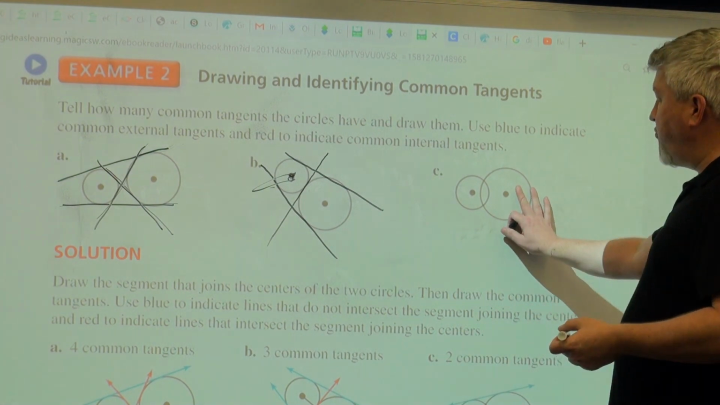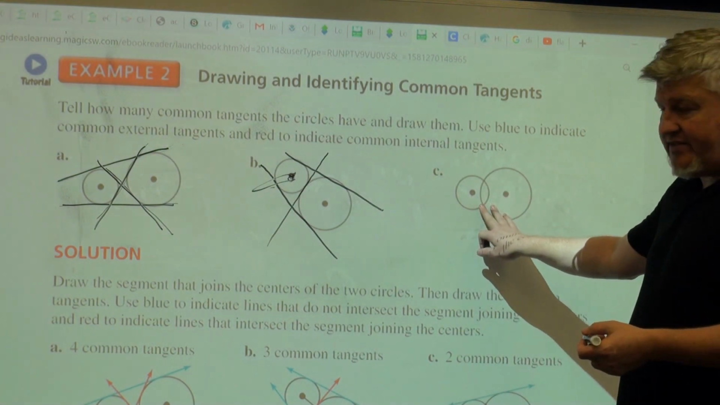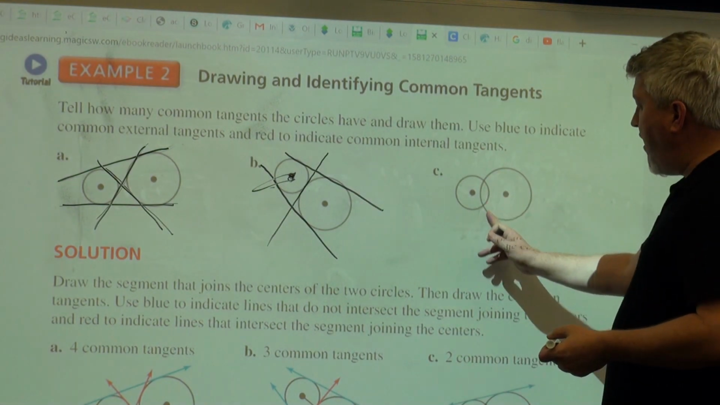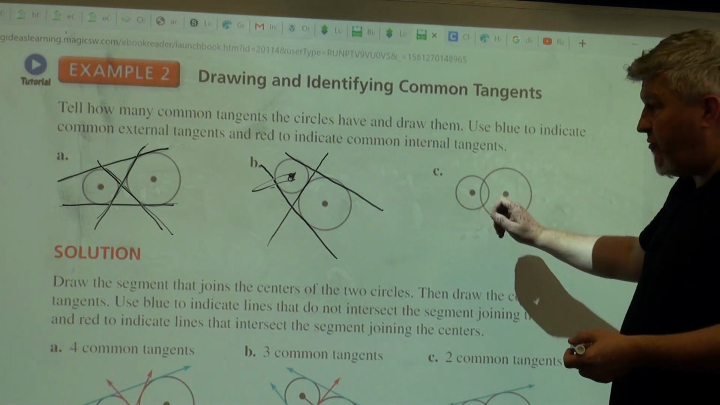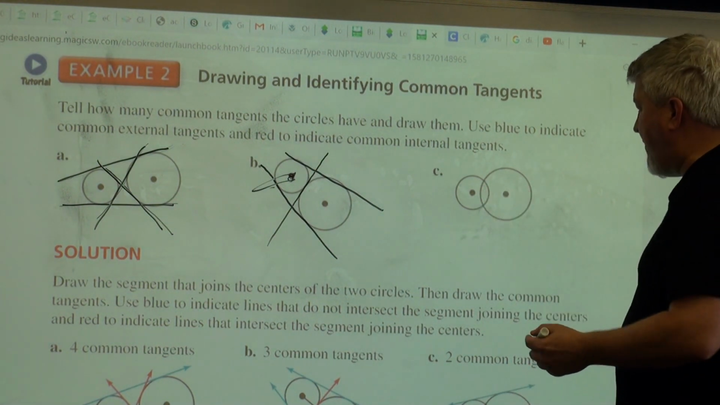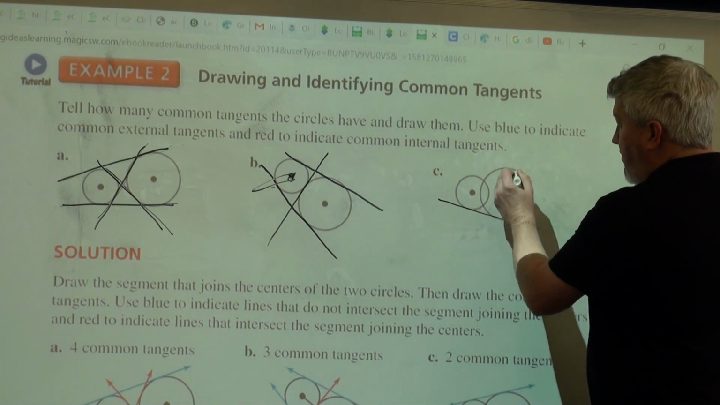Lastly, we have these 2 circles that intersect in 2 different points. You cannot draw an internal point of tangency here because they are crossed over, overlapped. You can only draw the 2 externals.